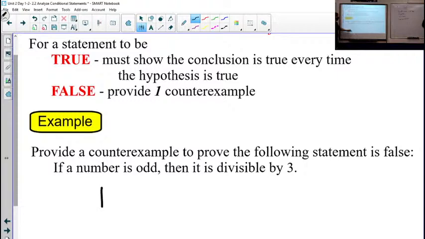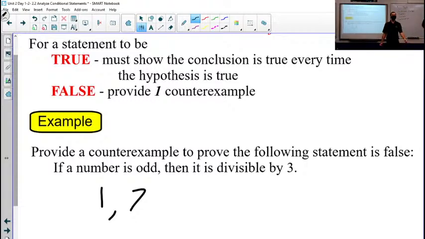So I heard 1 as a counterexample. Give me another. One doesn't work because it's an odd number. It's an odd number that I could be thinking of. But if I divide it by 3, it doesn't work. 7 also doesn't work. It's an odd number, but if I divide it by 3, nope.